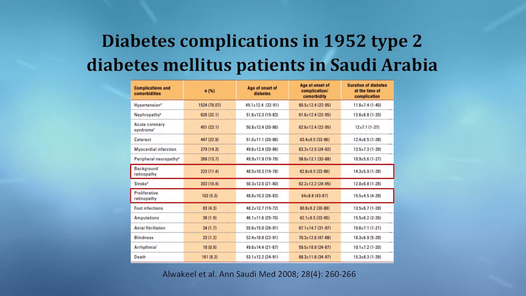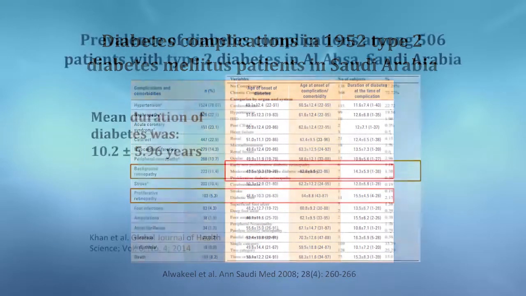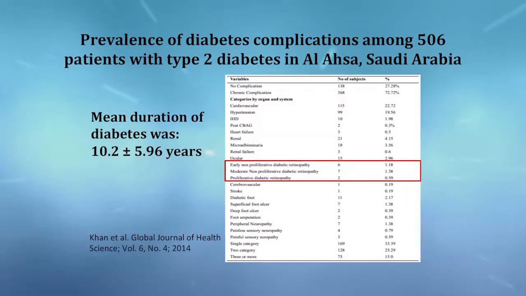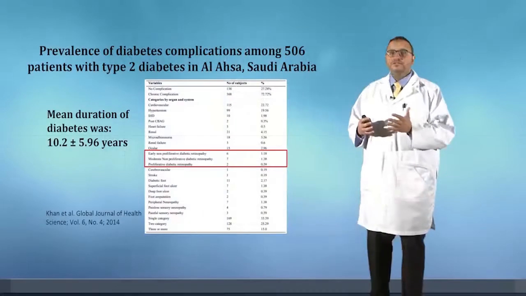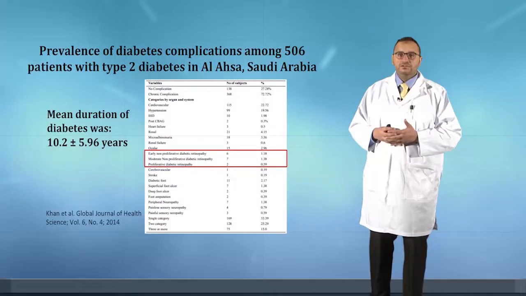Therefore, this is something to keep in mind whenever you are seeing a patient who was diagnosed more than 10 years ago. This is to emphasize that he has to check his eyes, because this is the time when you can prevent further damage and retinopathy in your patient. And another study published in Saudi Arabia also showed that diabetic retinopathy will occur in most patients between 10 to 15 years after the diagnosis of diabetes.